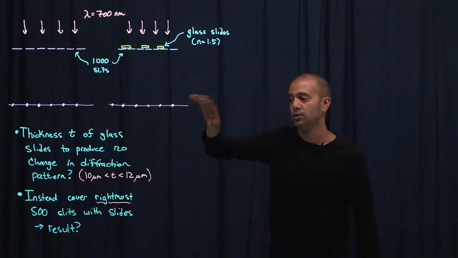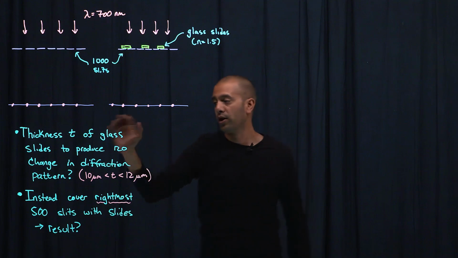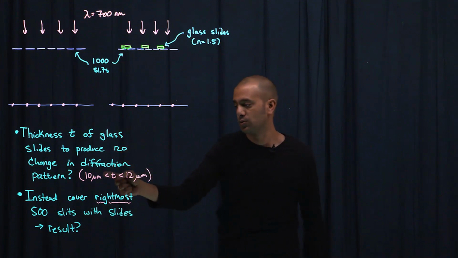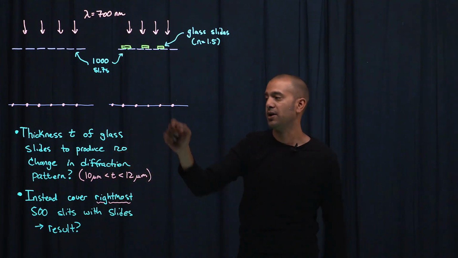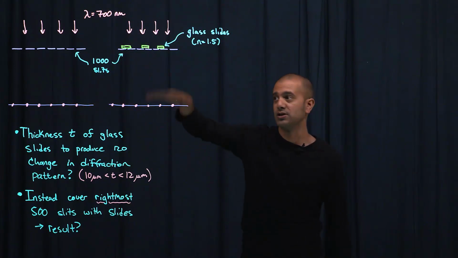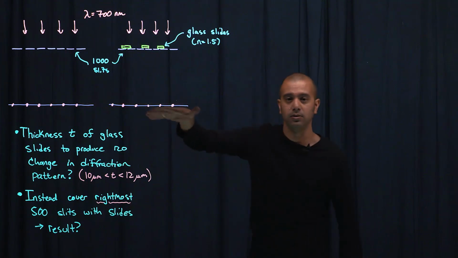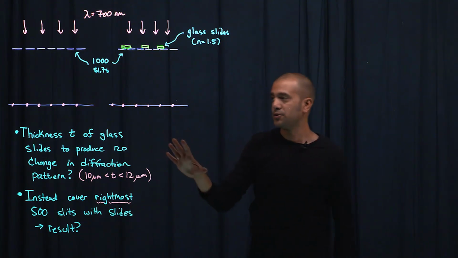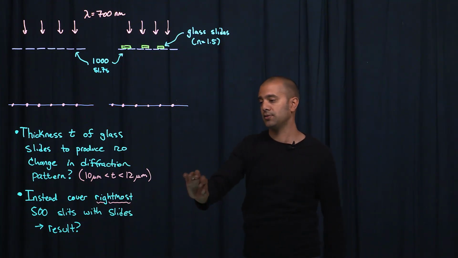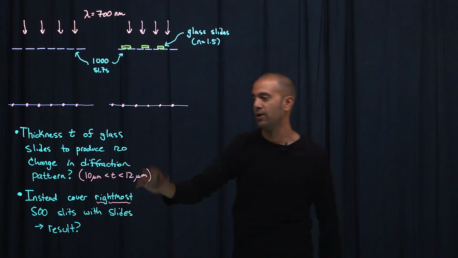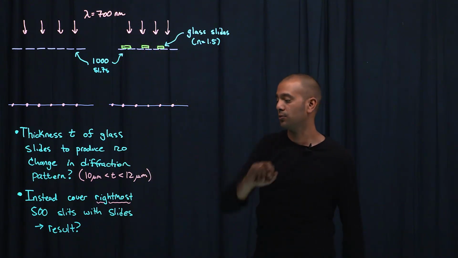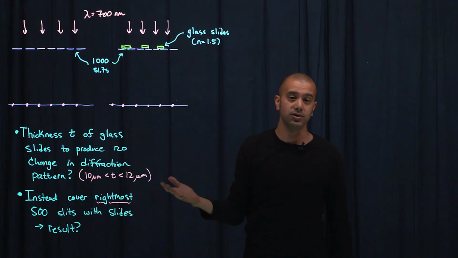If you choose a different thickness, you are going to get a different diffraction pattern in these two situations. The question is asking us, what is the thickness of that glass slide, somewhere between 10 and 12 microns, to make the exact same diffraction pattern? In other words, I start putting these 500 glass slides on there, and this diffraction pattern looks identical. So that's the first part of the question. The second part asks, if you do it a different way and make the 500 rightmost slits covered with the slides, what changes, if anything?